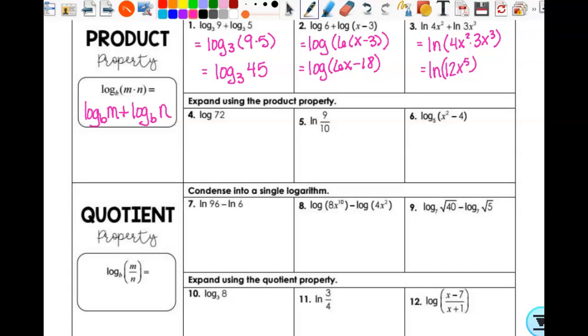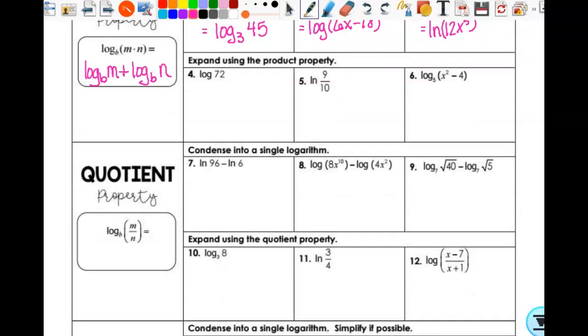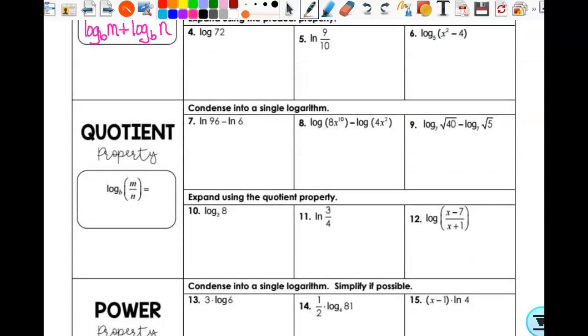So now we're going to expand. And we expand using the product property. There's different ways to expand some of these logs, but it specifically says using the product property. So what are two numbers that multiply to give me 72? 9 and 8. So I can do log of 9 plus log of 8. Would you agree that that works? Is that the only answer? No. What are two other numbers? 12 and 6. So I could do the log of 12 plus the log of 6.